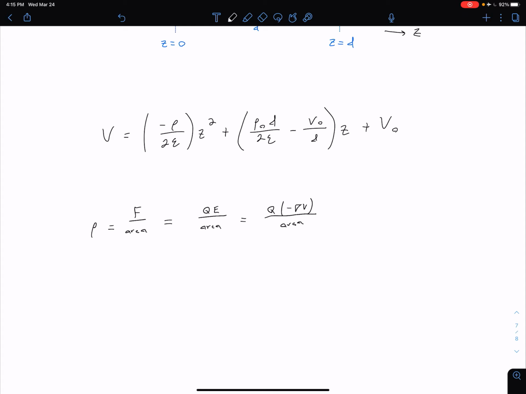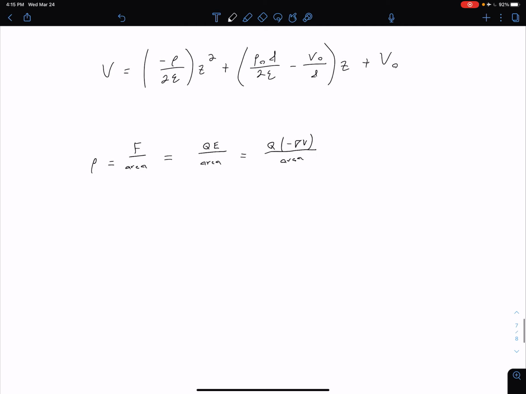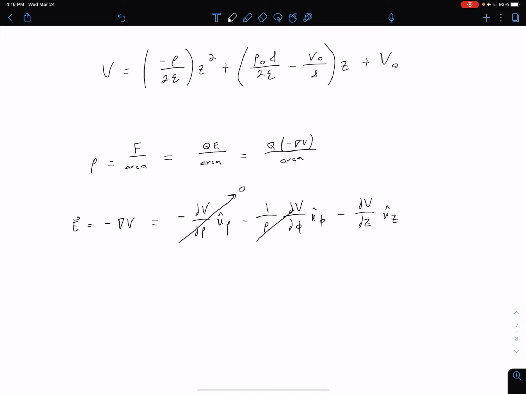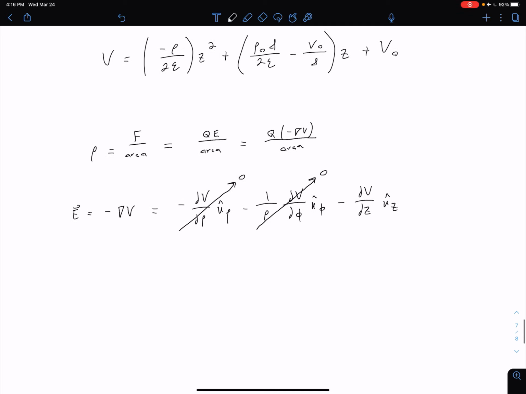So the first thing we want to do is take the negative gradient of our voltage to get the electric field. So we have E, which is equal to negative gradient of V. And remember, in general, that's going to be negative partial of V with respect to rho in our rho direction, minus 1 over rho, partial of V with respect to phi in our phi direction, and finally minus the partial of V with respect to Z in our Z direction. But again, our V is only dependent on Z, so these first two terms are going to go to 0, and we're only going to focus on that last term.